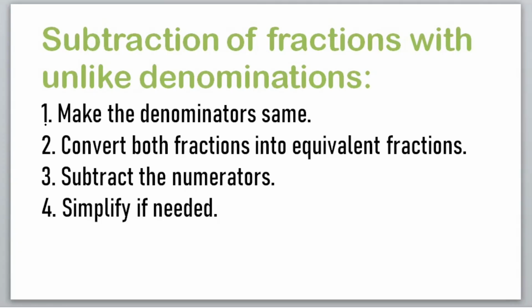What are those points? Number 1, make the denominators the same. Before subtracting, we have to make the denominators the same. The second point says convert both fractions into equivalent fractions. The third one says after converting into equivalent fractions, we have to subtract the numerators. And the fourth point is simplify if needed. If we can further break down the final answer, then we can simplify it. Let's take an example to make it clear.